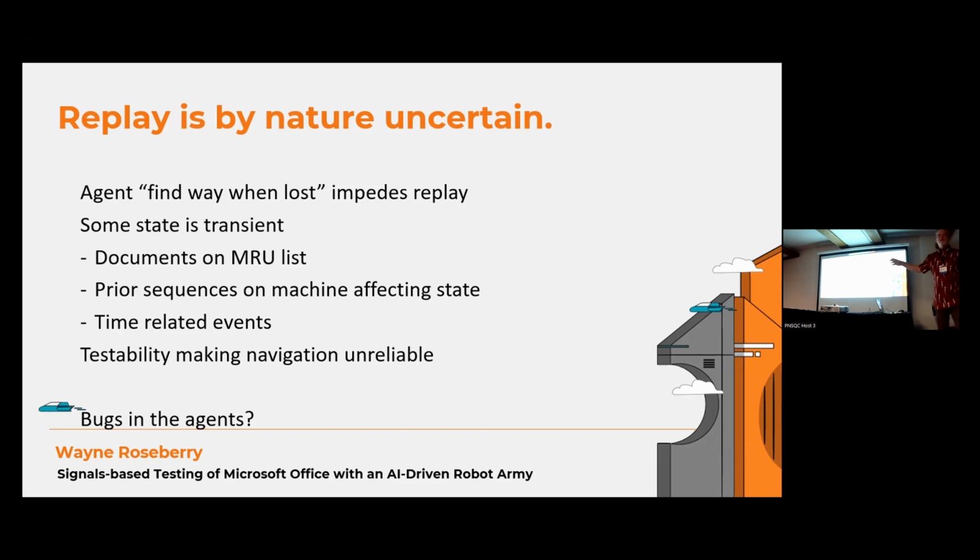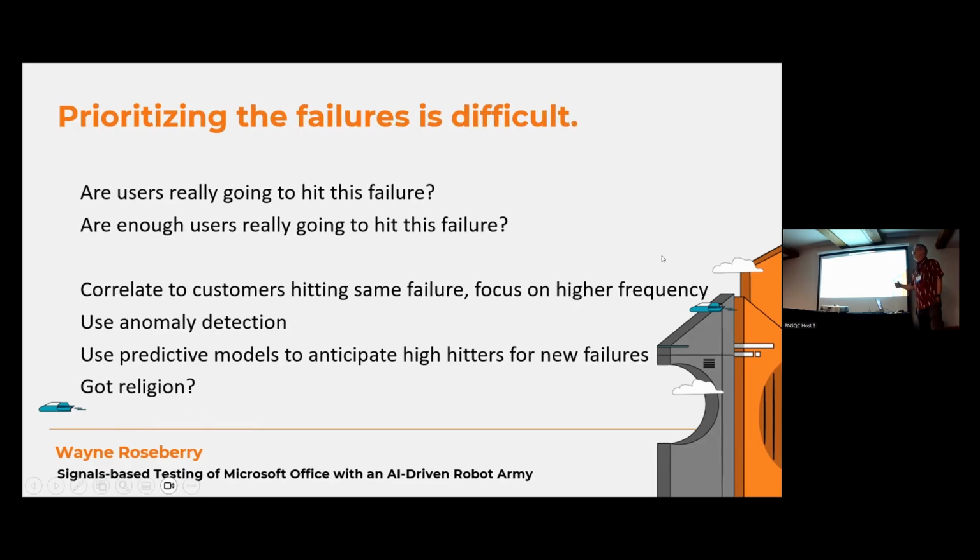Every time you make a thing better, you're trading, right? It makes replay harder, but it also makes it really good at getting around and making the app do things. So you optimize for one. And there were bugs in the agent that made replay bad as well.